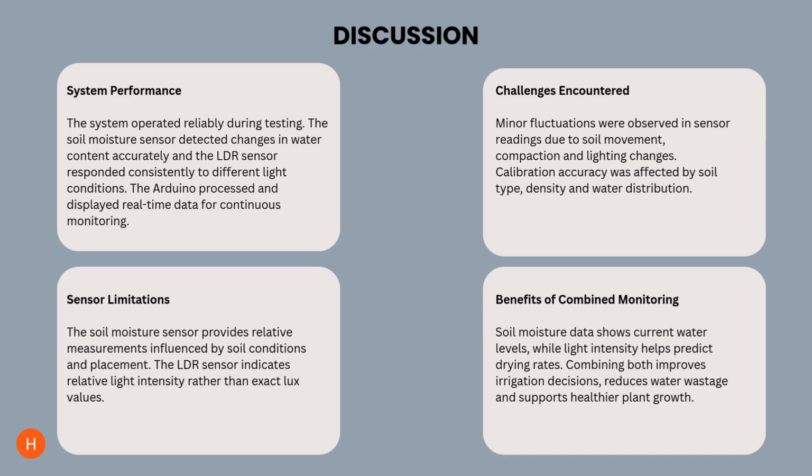Next is the benefits of combined monitoring. Soil moisture data shows current water levels, while light intensity helps predict drying rates. Combining both improves irrigation decisions, reduces water wastage, and supports healthier plant growth. And lastly is the sensor limitations. The soil moisture sensor provides relative measurements influenced by soil conditions and placement. The LDR sensor indicates relative light intensity rather than exact lux values.